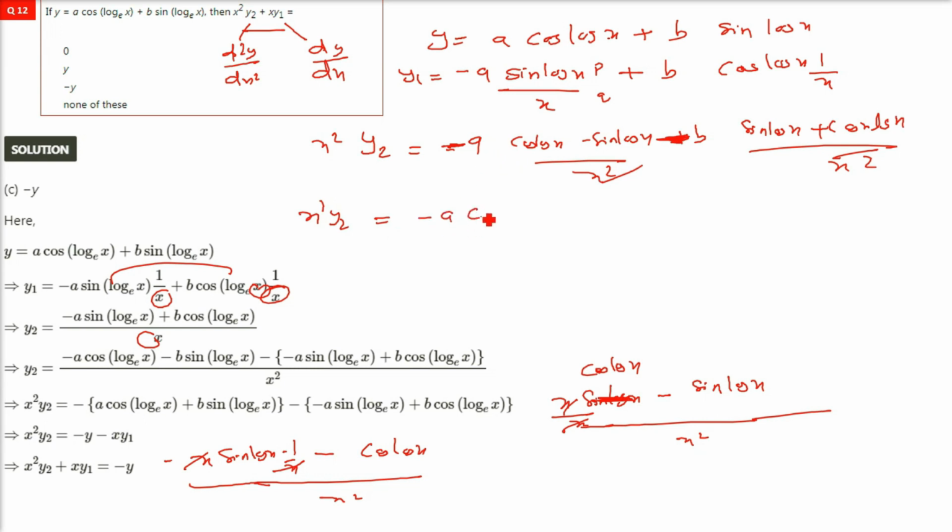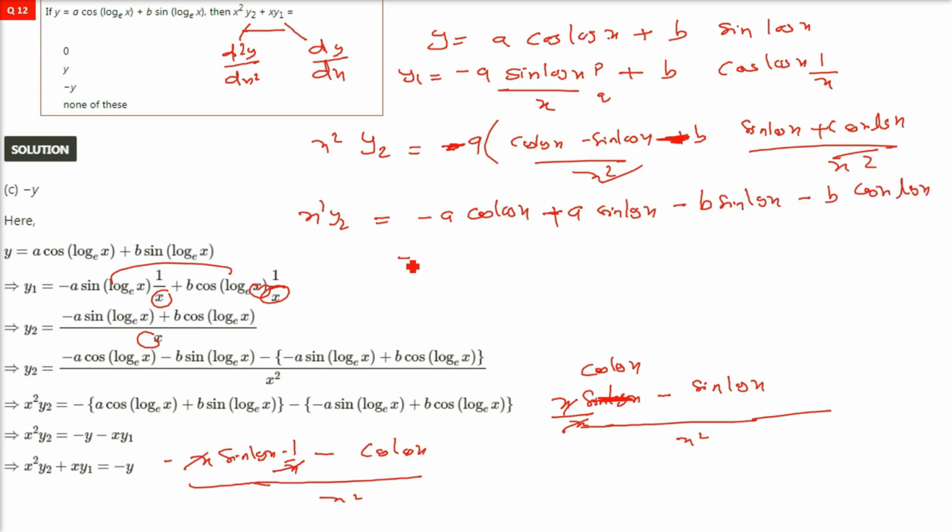minus a cos log x. So I'm multiplying it first with minus. So minus will be plus. I'll just change the sign. So minus will be plus. And here both will be negative because negative is outside. So I'm just opening it up now. Minus b sin log x minus b cos log x.